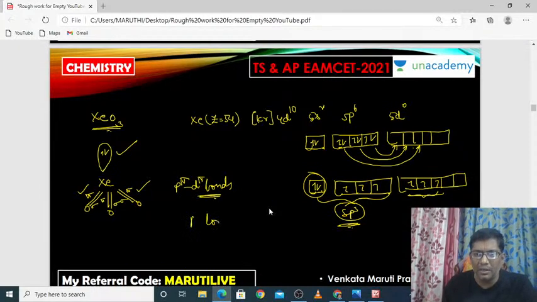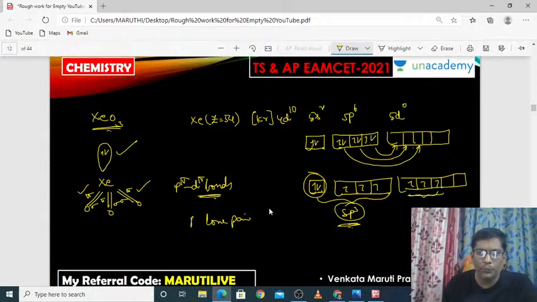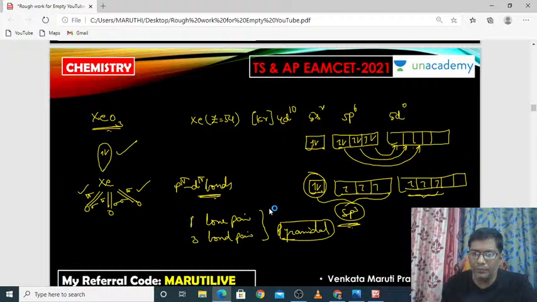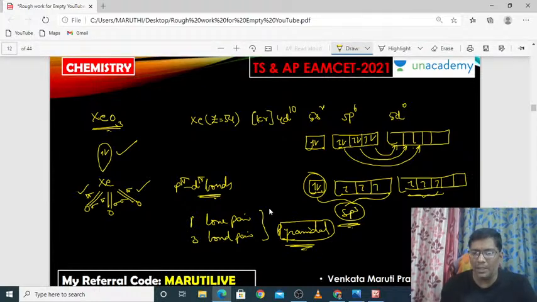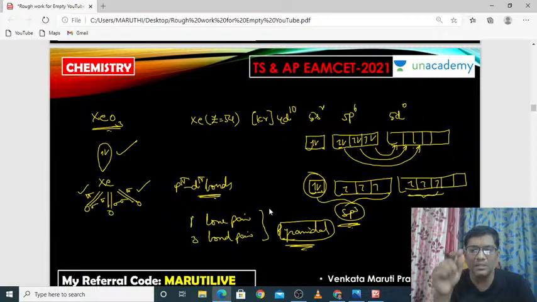So it has 1 lone pair and 3 bond pairs. 1 lone pair and 3 bond pairs means it is in pyramidal shape. If it has 1 lone pair and 3 bond pairs, we can say that it is pyramidal shape.